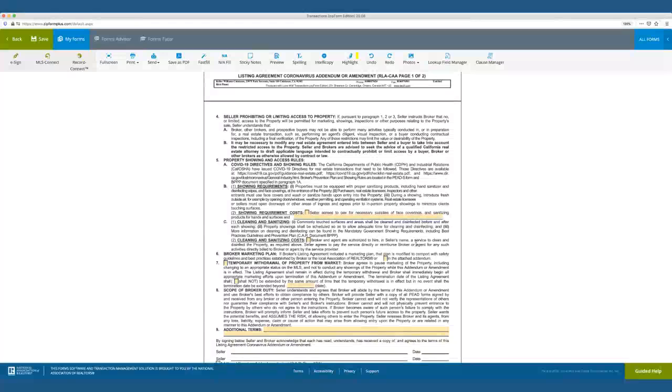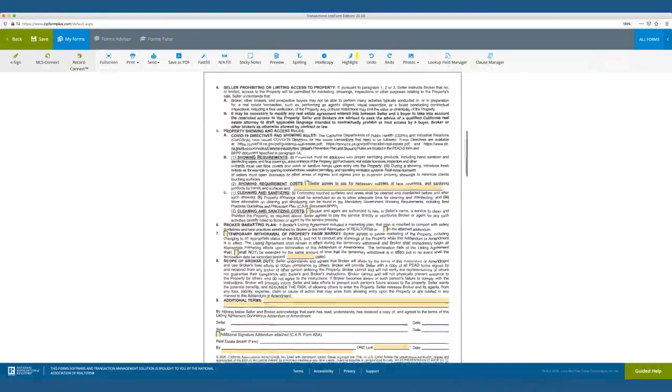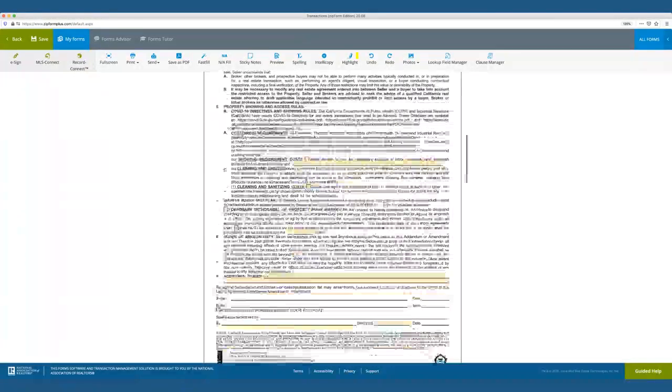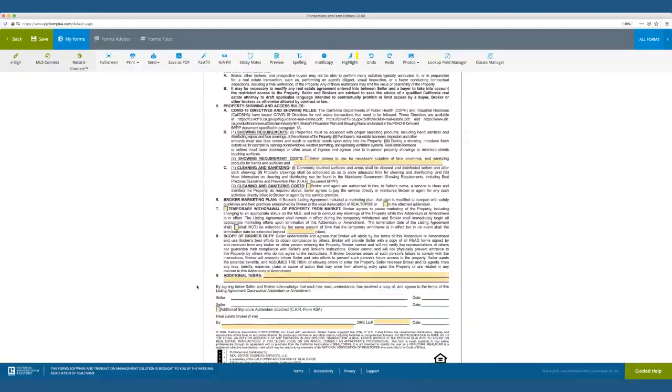Temporary withdrawal of property from the market. So this is where, if this was after the listing agreement, you would check this, and you're now extending the listing by the number of days you're withdrawing it from the market. Additional terms, I don't know what additional terms you would really put there.